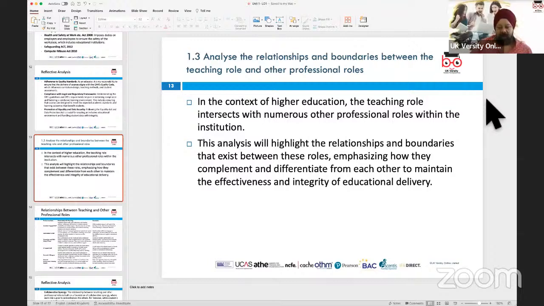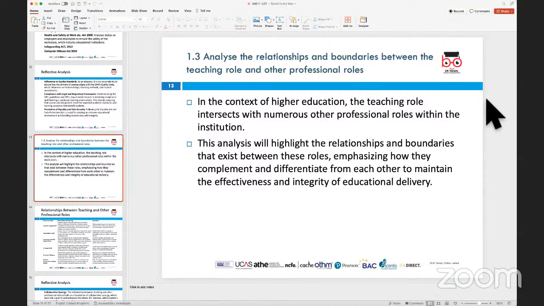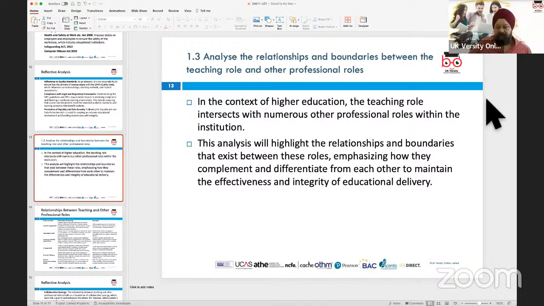The next one is looking at the relationship and boundaries between teaching and other professional roles. If I look within the setup, there are different people in different areas. You have administration, operations, security, teaching and learning, and people within management. What we are looking at here is an analysis of the relationship you have with your supervisor, if they are within the teaching role, or how your responsibilities intersect with other roles and people working within a similar setup.